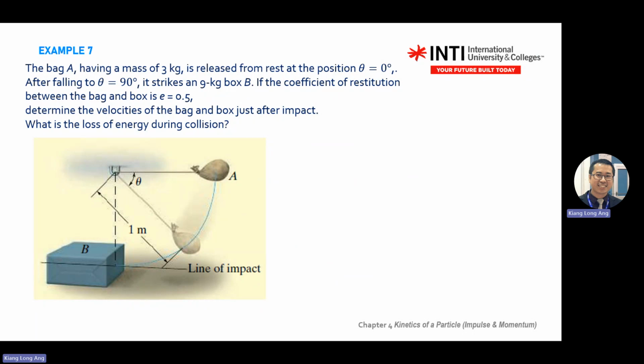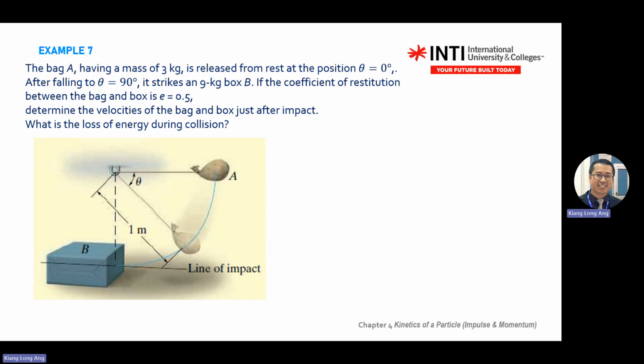Okay, number 7. Airbag A with a mass is released from rest with a velocity v0, position 0, falling at an angle of 90 degrees, and strikes a 9 kilogram box. If the coefficient of restitution between the bag and the box is 0.5, determine the velocity of the bag and box after impact. Also determine the loss of energy during collision.